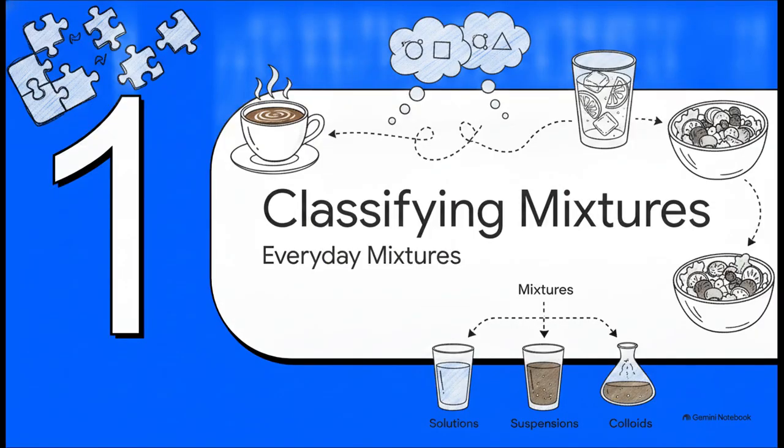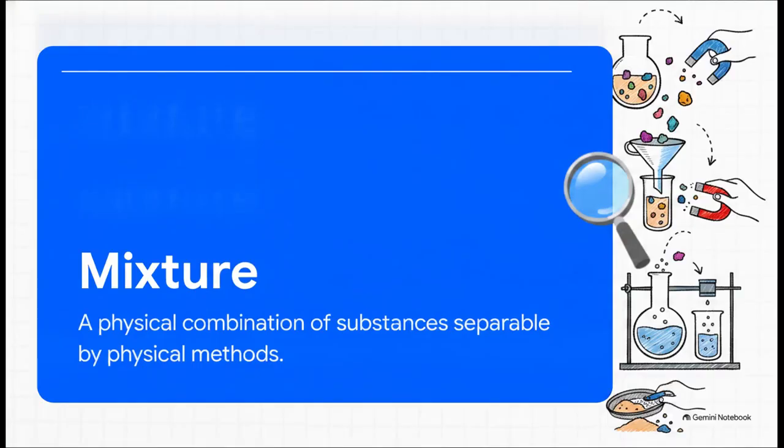All right, let's kick things off with Section 1, classifying everyday mixtures. So, what exactly makes a mixture a mixture? By definition, it's a physical combination of two or more substances. And the absolutely crucial point here is that word physical. These substances aren't chemically bound together. They're just sharing the same space. And because they're just hanging out together, it means we can use physical methods to tease them apart again.